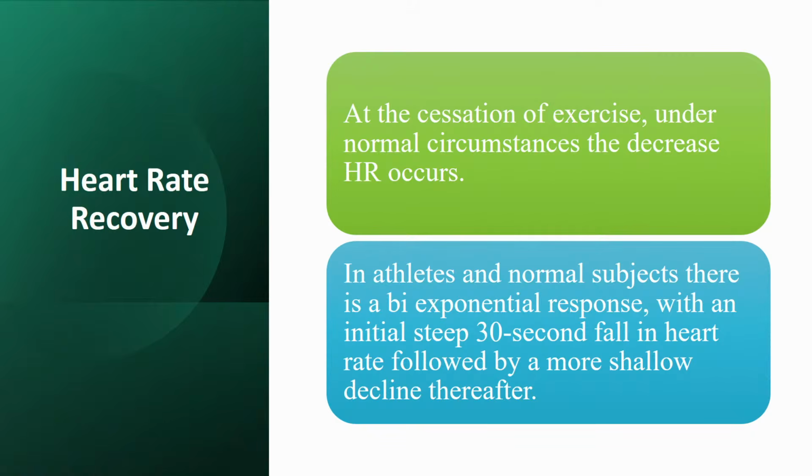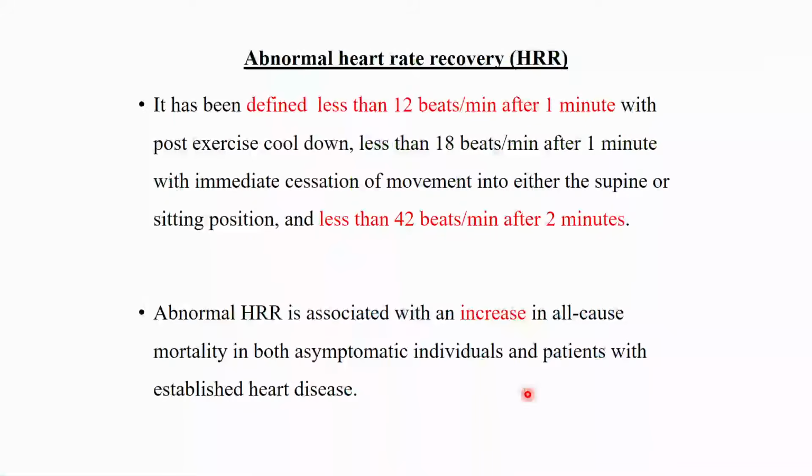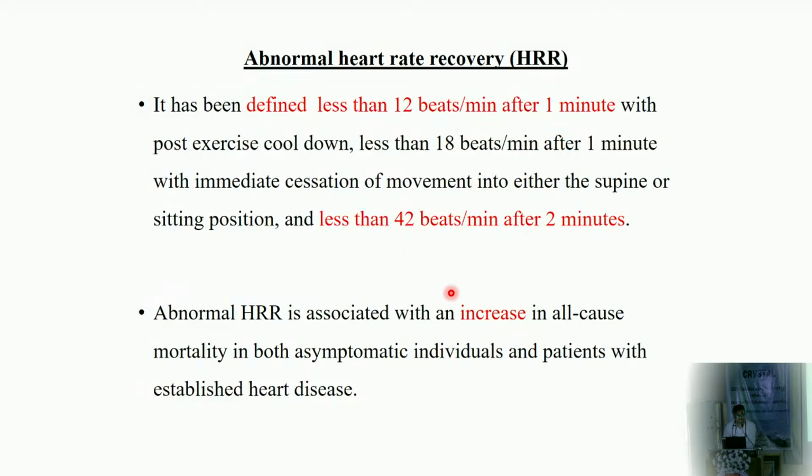Coming to heart rate recovery, this is one more important parameter. After the patient stops the treadmill and rests for 1 minute, if the heart rate does not reduce by more than 12 beats per minute from the maximal rate achieved, then it signifies the patient has some inherent coronary artery disease. It is defined as less than 12 beats per minute after 1 minute with post-exercise cool down, less than 18 beats per minute after 1 minute with immediate cessation, or less than 42 beats per minute after 2 minutes. This suggests abnormal heart rate recovery.